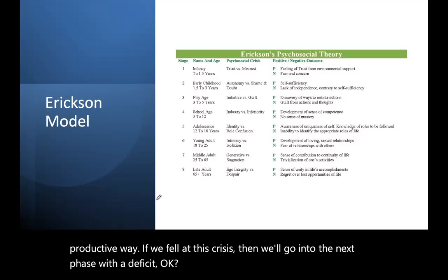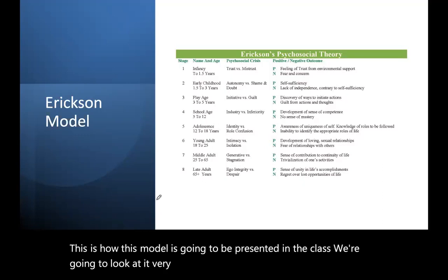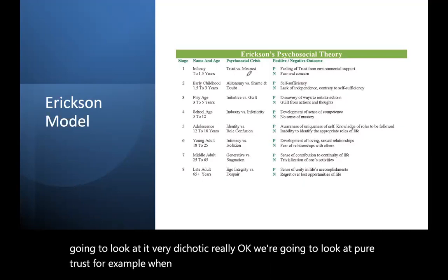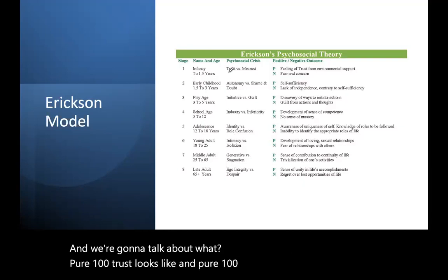This is how this model is going to be presented in the class. We're going to look at it very dichotomously, okay? We're going to look at pure trust. For example, in infancy, we're going to talk about trust versus mistrust. We're going to talk about what pure 100% trust looks like and pure 100% mistrust looks like.